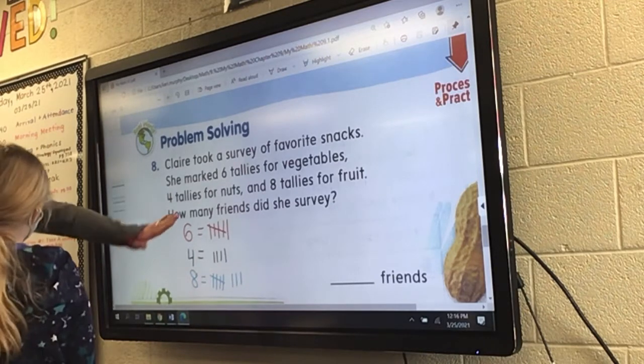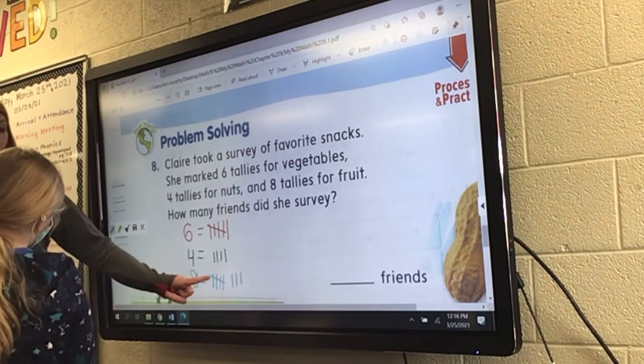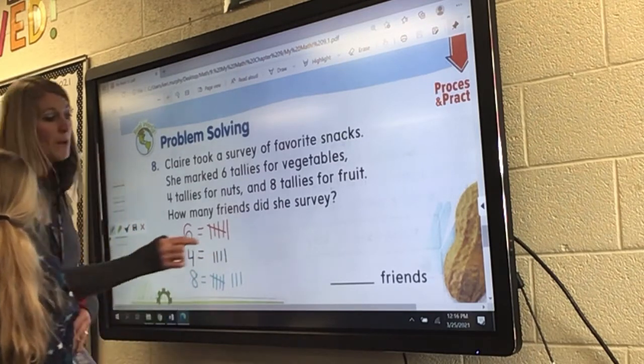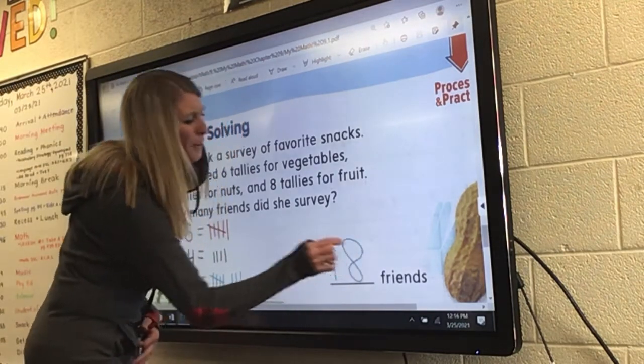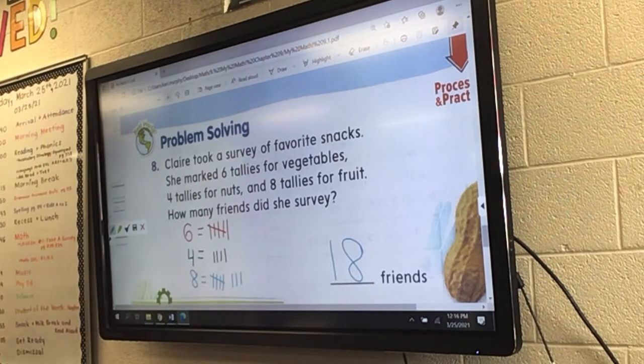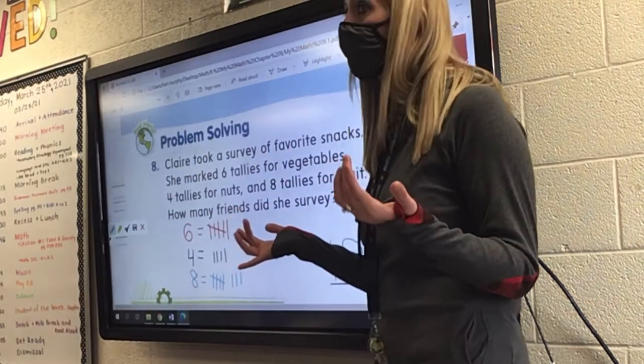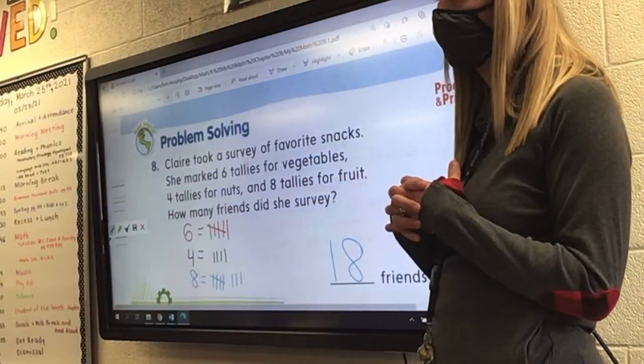So Kinsley counted 5, 10, and then she counted the 1s. 11, 12, 13, 14, 15, 16, 17, 18. That is one way to do it. Raylan, did you have a different way you did it? Yeah, I'd go 5, 6, 7, 8, 9. 9 add 5 is 14, 14, 15, 16. Okay, but did you count the tally marks, or did you add it a different way?